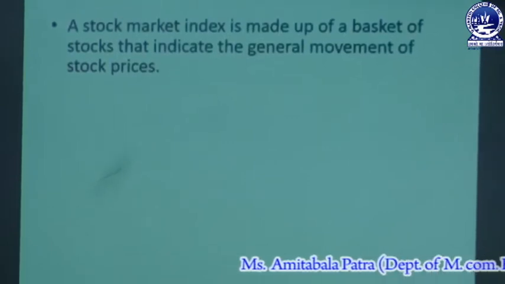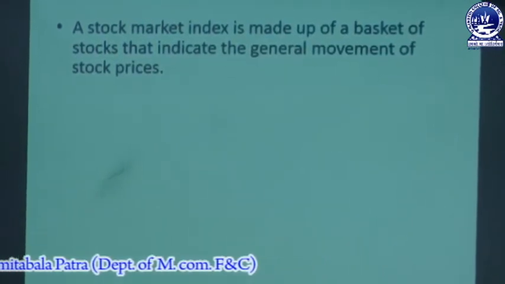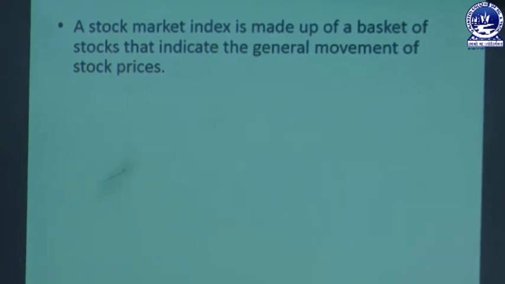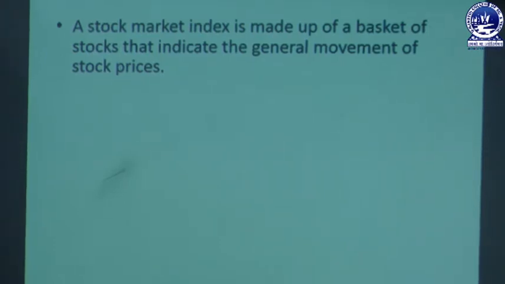So the stock market index is made up of a basket of stocks that indicate the general movement of stock prices. While we are doing stock trading, we most often hear the word stock index. And when we talk about stock indexes, we hear of NSE, BSE, Nifty 50, S&P, CNX, like that. We have various stock indexes which are made up of a certain number of stocks or a certain number of indicators of that particular market.